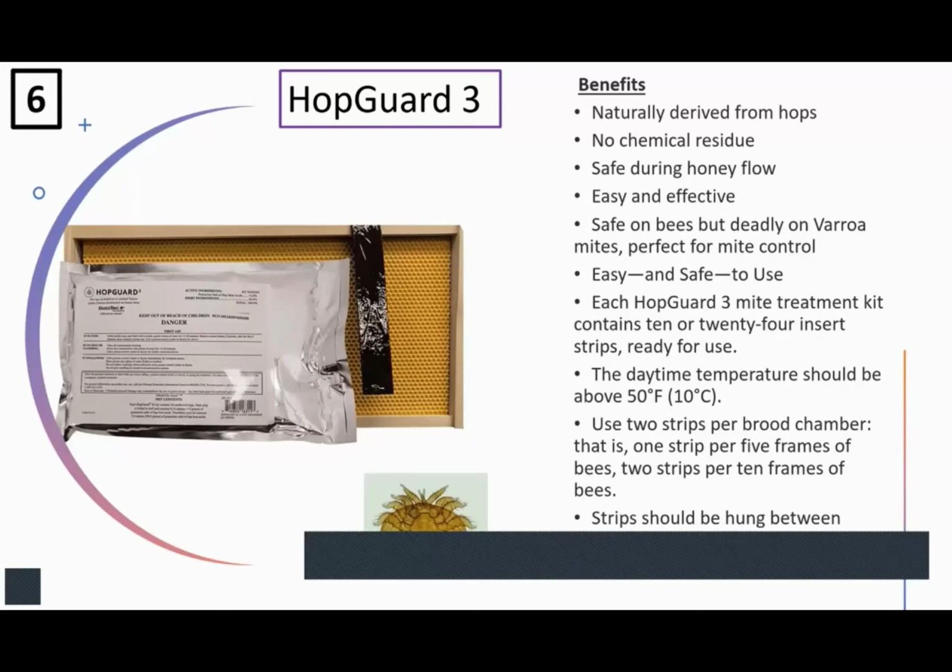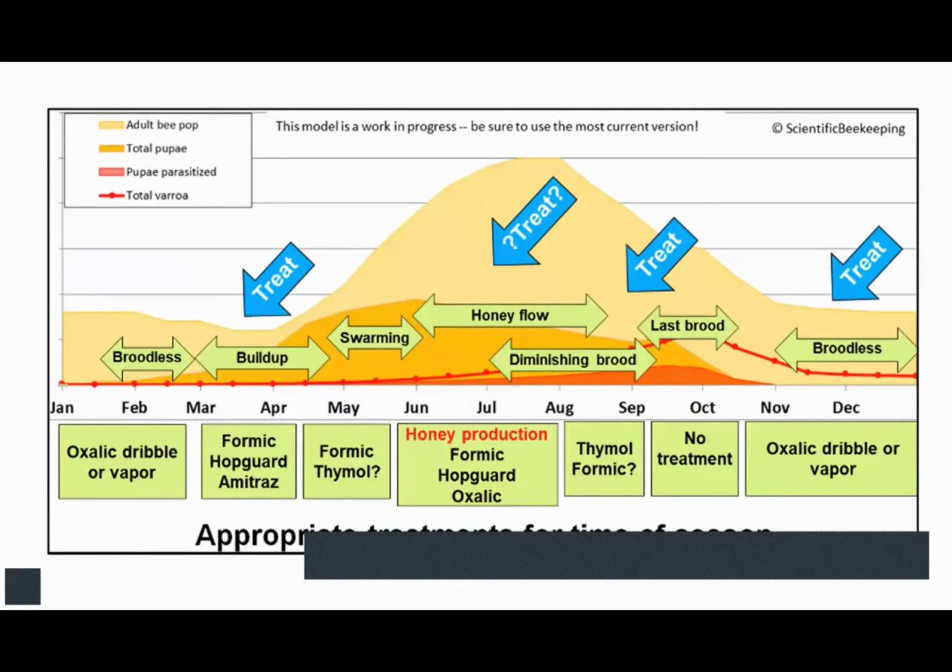Use 2 strips per brood chamber. That is 1 strip per 5 frames of bees, 2 strips per 10 frames of bees. Strips should be hung between the frames. I think that's what that says. But this is a really neat chart, and if you want, I can put it on our page later. But I really like this because it breaks it down.